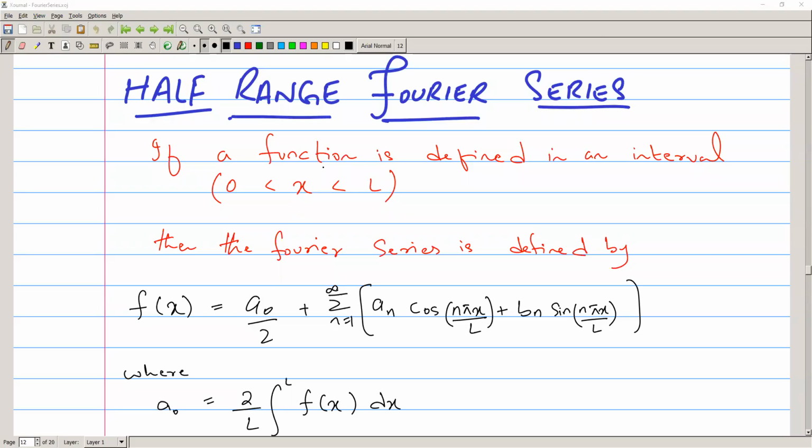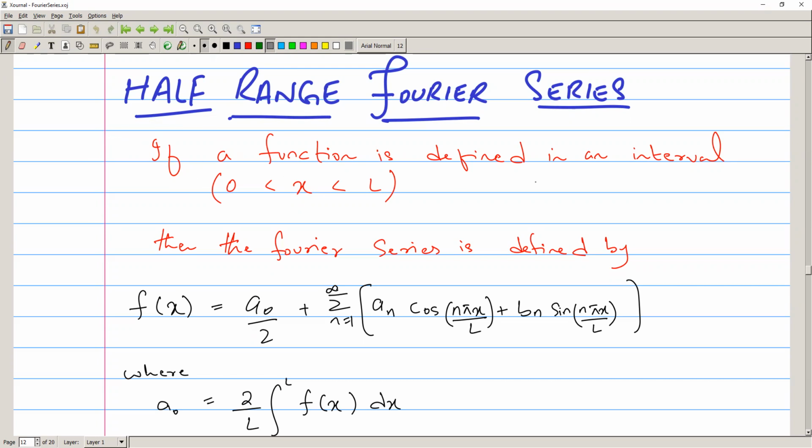Hi guys, welcome to the lesson of partial differential equations. In the previous lesson, we discussed the general Fourier series and its convergence, right? Now we are going to discuss half-range Fourier series.